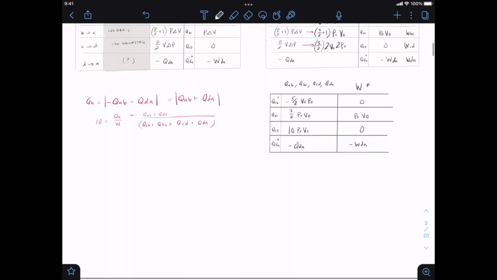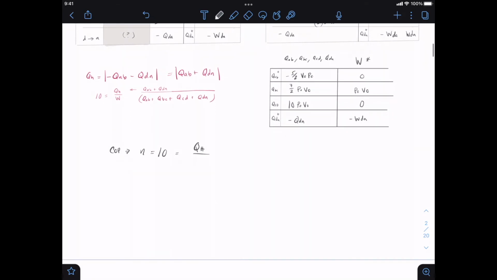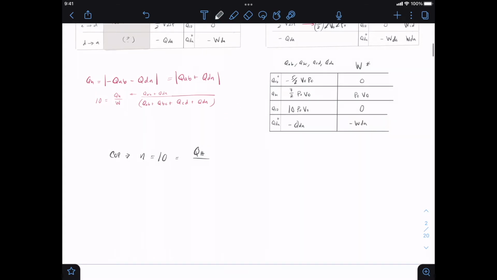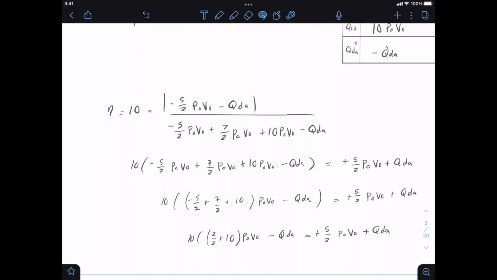Okay, so now that we have everything, we're going to use this, right? So the coefficient of performance is equal to 10, which is equal to QH, where QH is the heat supplied. So we took the negative ones, the ones with the arrows going down where they were being supplied. And then we're dividing it by the net work. So we have QAB plus QBC plus QCD plus QDA. So let's just put all those in.